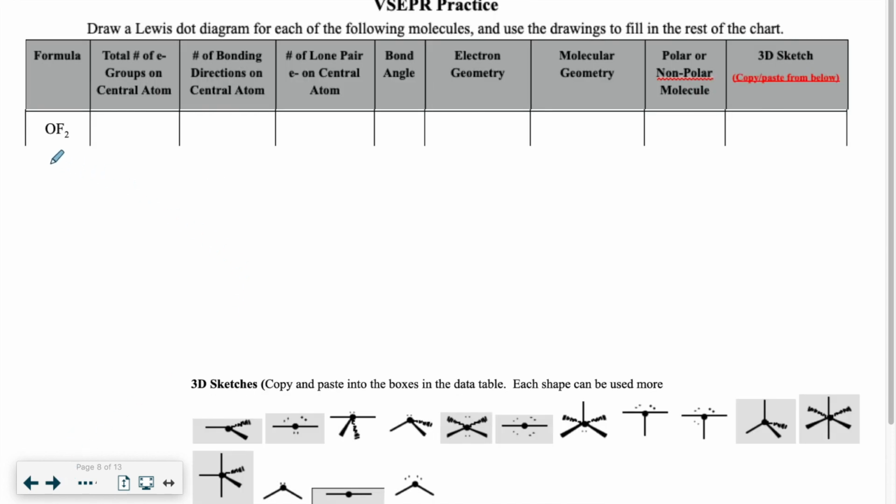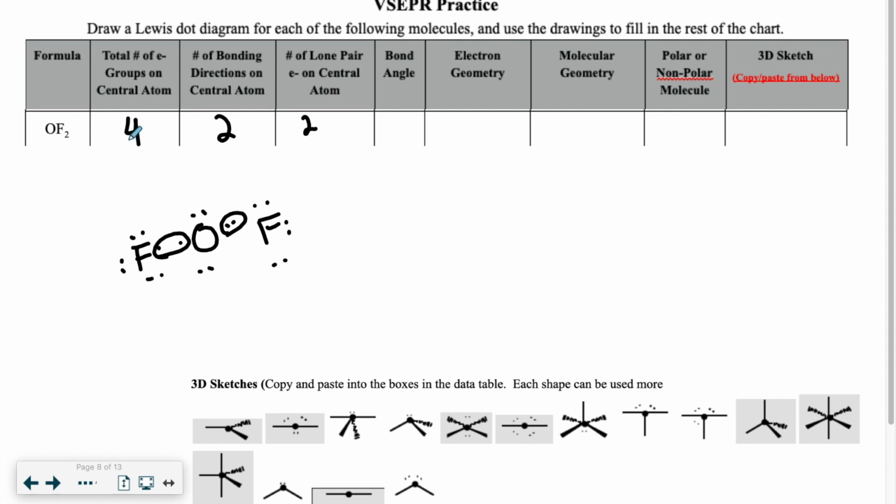All right, in our first example for day 2, we have oxygen and 2 fluorines. My oxygen atom is going to have 6 valence electrons around it. I have a fluorine that I'm going to attach to either of these sides. So I end up with 2 bonding directions and 2 lone pairs for a total of 4 electron groups.